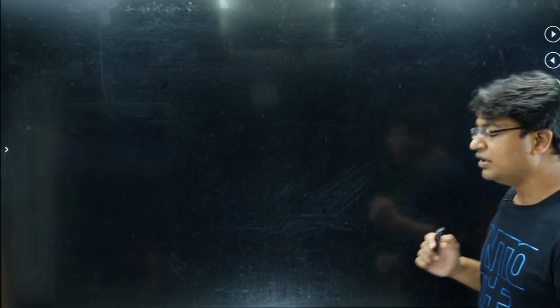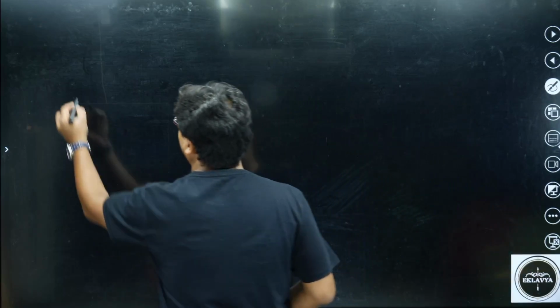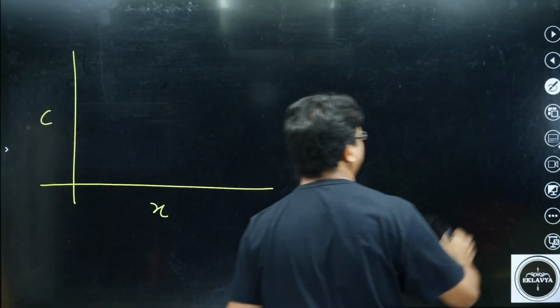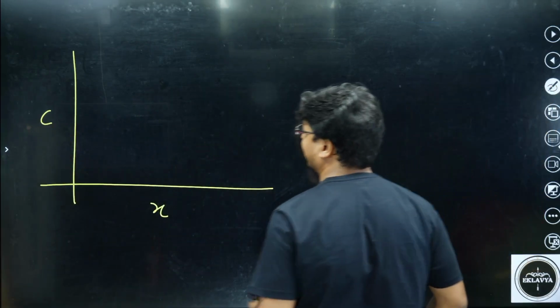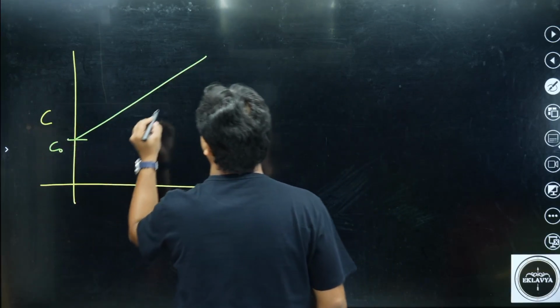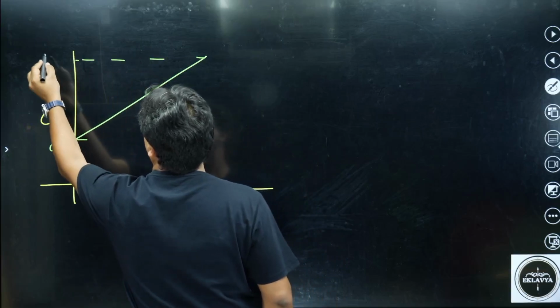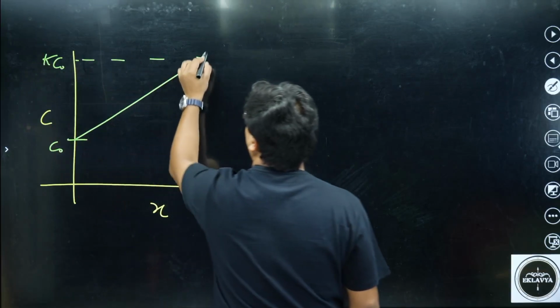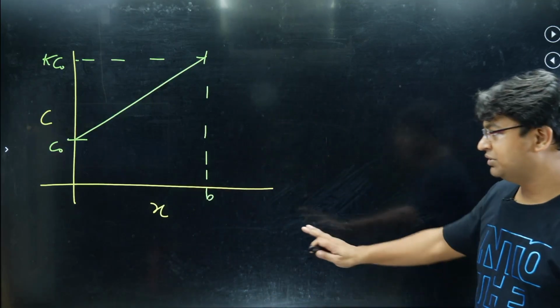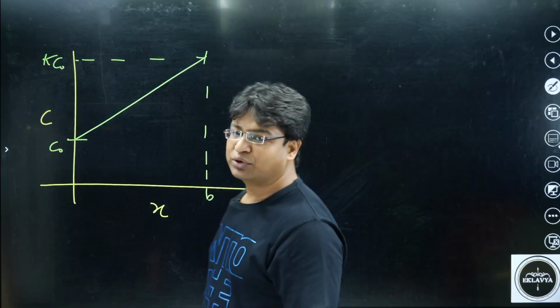In other words, if I were to draw a graph between capacitance and X, then this graph would look somewhat like this. It would be a linear curve which will start from a value of C naught, which will go till a value of K C naught, as x goes to the value of b. So this would be the graph. So keep this in mind because we are going to use it.